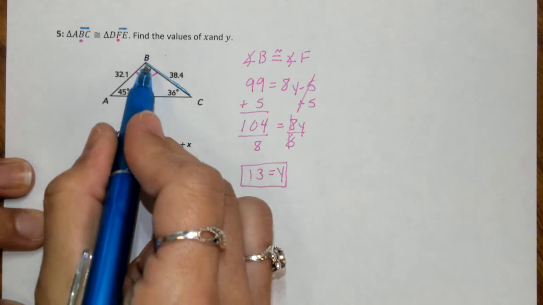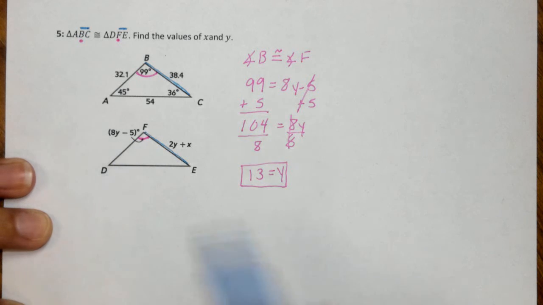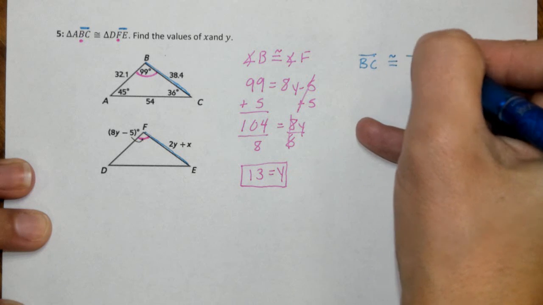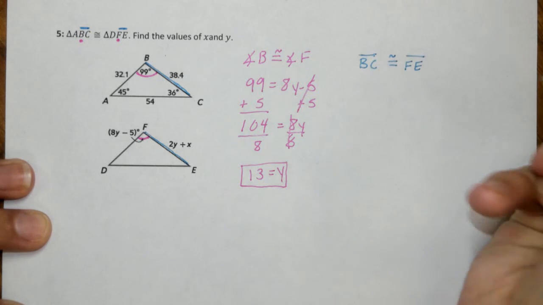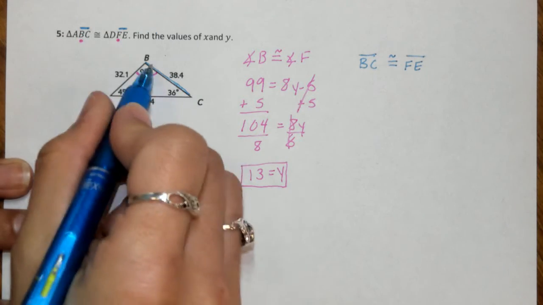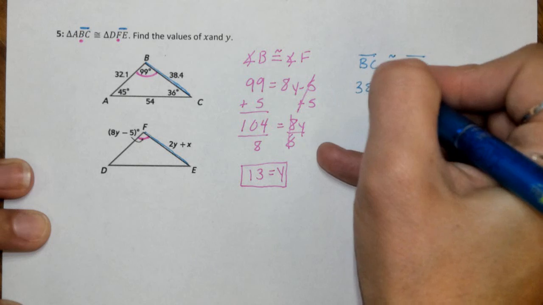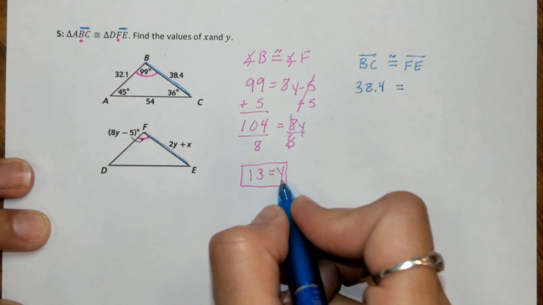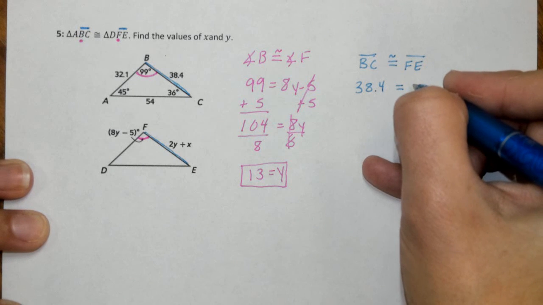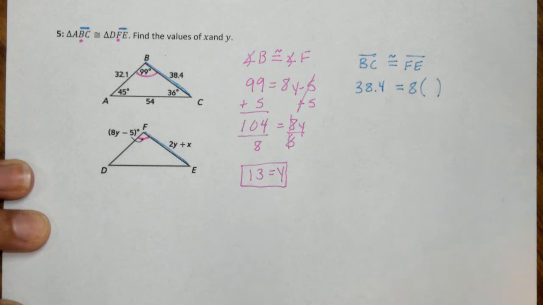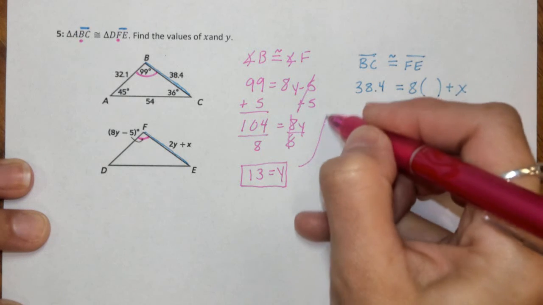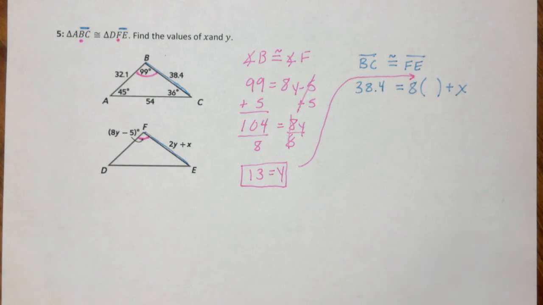So to find x, we remember BC and FE are equal. The measurements are equal. So if segment BC is congruent to segment FE, what we can do is take the length of BC, which is 38.4, and set that equal to FE. Now, FE had that y, but we know what y is now. So we're going to take out the y and substitute in what y is equal to. And this is where I'm going to stop. You're going to substitute it in and then finish solving for x, and we'll go over it in class.